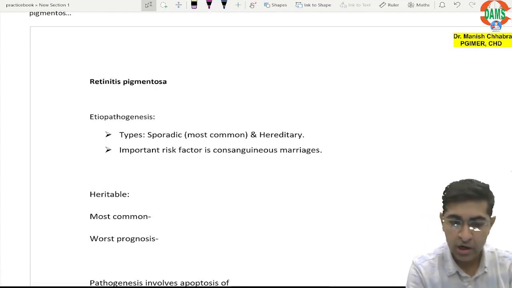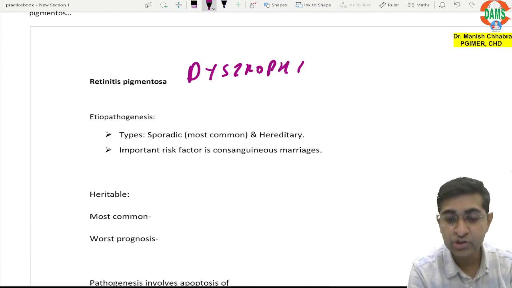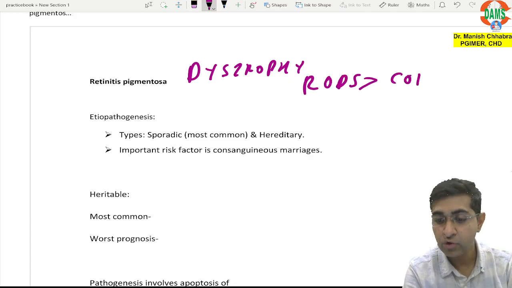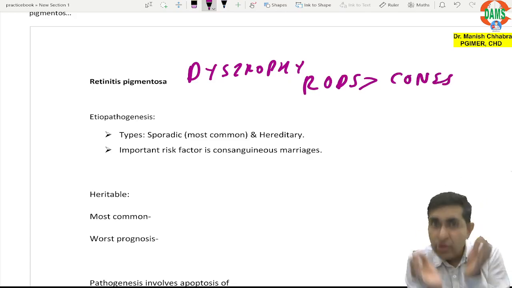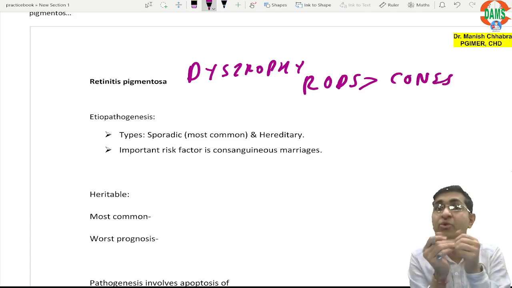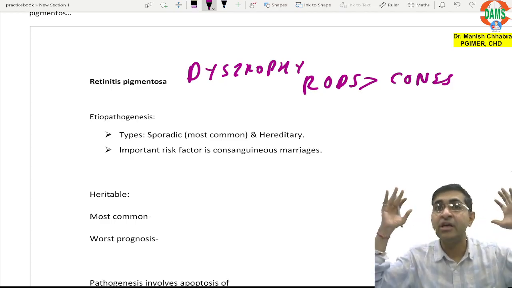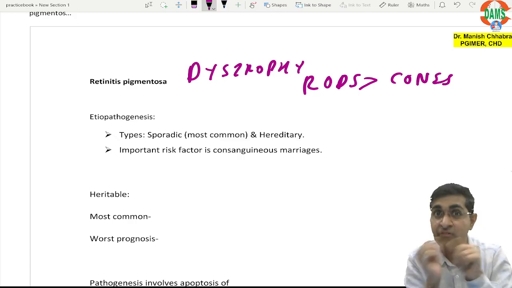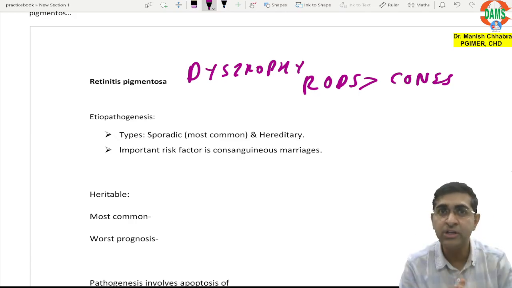Retinitis pigmentosa is a form of dystrophy of retina in which there is involvement of rod cells first, which is followed by cones. Now, if we are talking of rod cells, rod cells lie at the periphery and cones are maximally concentrated at the center. In fact, the fovea centralis has only cones.